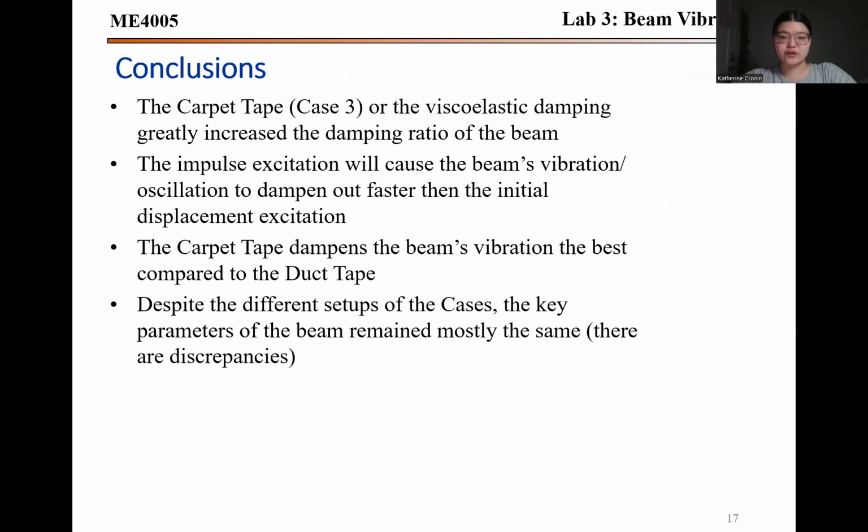Then here are the conclusions from the lab that I conducted. Carpet tape, or case 3, creates the greatest increase of the damping ratio of the beam. The impulse will cause the beam's vibrations, its oscillation, to dampen out faster than the initial displacement. And the carpet tape dampens the beam vibration the best compared to the duct tape. For all the cases and their setups, most of the key parameters are usually around the same. Again, there are discrepancies, which I do recognize and can see.